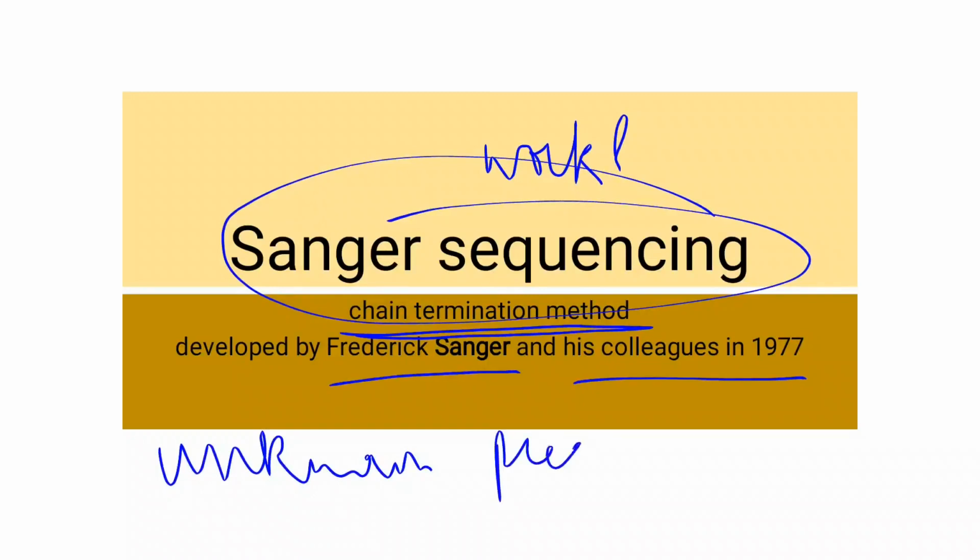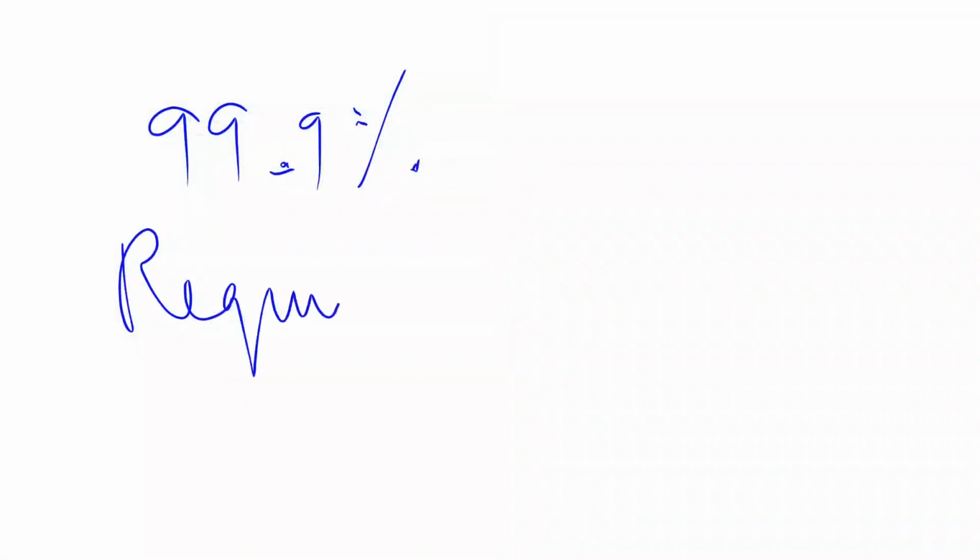An unknown piece of DNA, so that we can study that segment of DNA or a gene. Sanger sequencing, with 99.9% base accuracy, is considered the gold standard for validating the DNA sequence. So what are the requirements of the process?